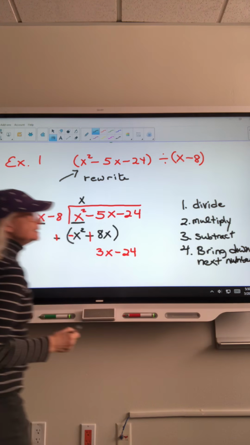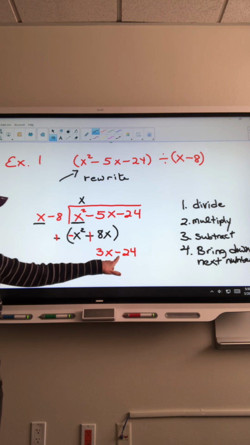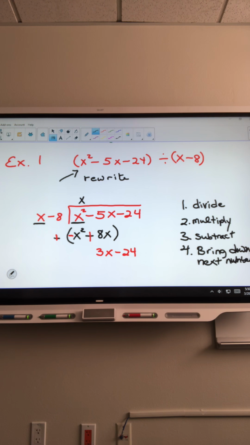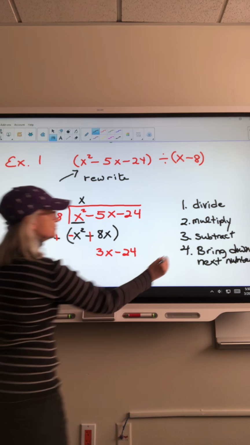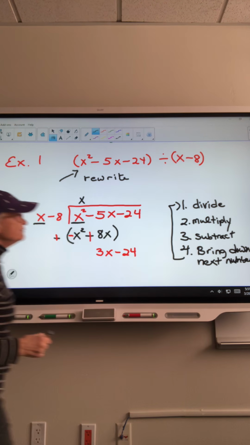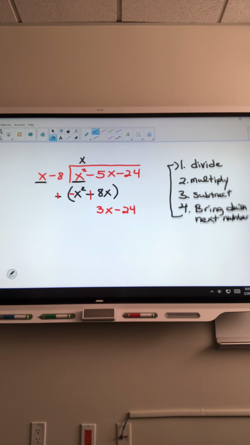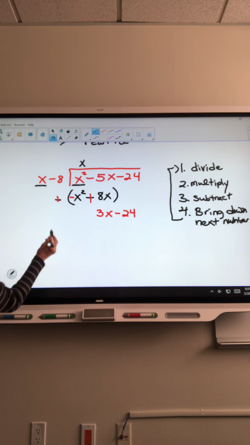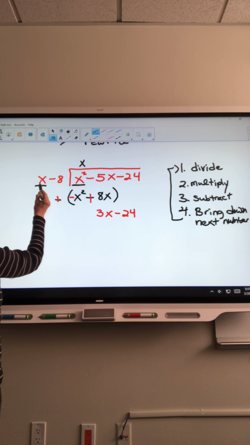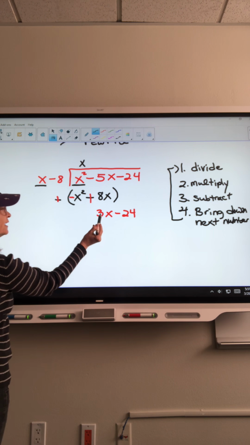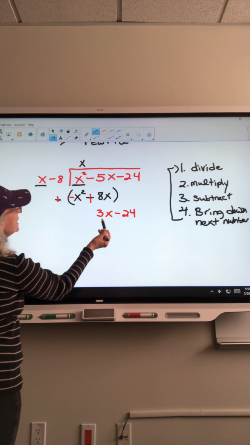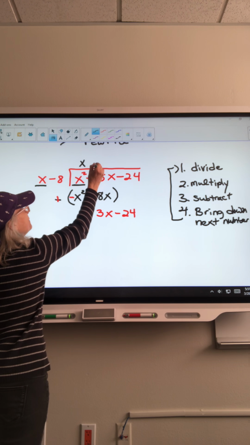So I'm saying bring down the next number, so whatever it is. Okay, and then you just start all over again. So then you go back up to divide. Look that up. Okay, so that means what would I need to multiply the x by in order for me to end up with a 3x? So of course it would be a positive 3.